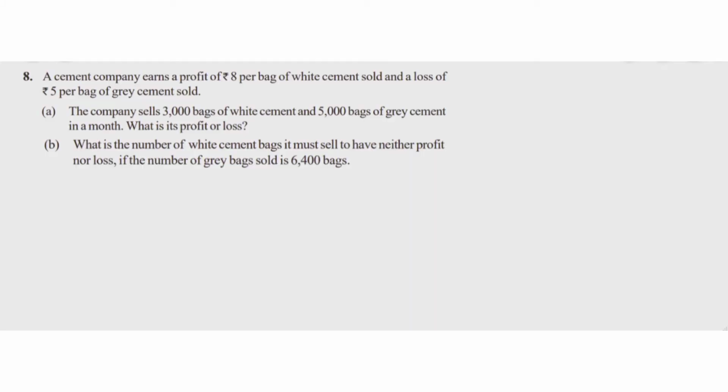A cement company earns a profit of rupees 8 per bag of white cement sold. So if they sold white cement, they are getting a profit of rupees 8 and a loss of rupees 5 per bag of grey cement. So if they are selling grey cement, then they are facing a loss, that is rupees 5. Okay, so here it is given, profit is nothing but white cement.